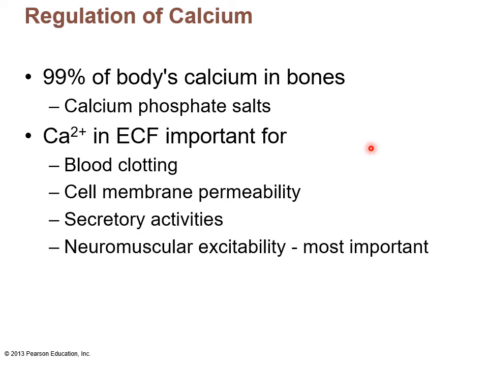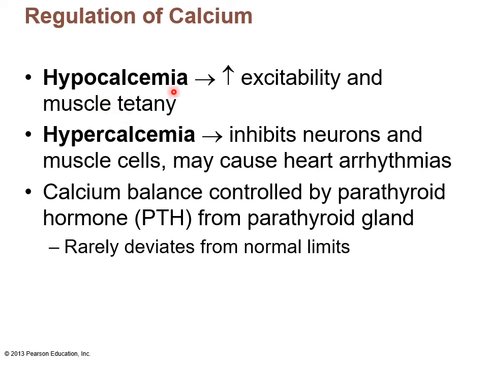Calcium. 99% of the body's calcium is tied up in bones and calcium phosphate salts. Calcium in the extracellular fluid compartment is important for the following things: blood clotting, cell membrane permeability, secretory activities, and neuromuscular excitability is the most important. Hypocalcemia increases excitability and can result in muscle tetany. Hypercalcemia inhibits neurons and muscle cells and may cause heart arrhythmias.